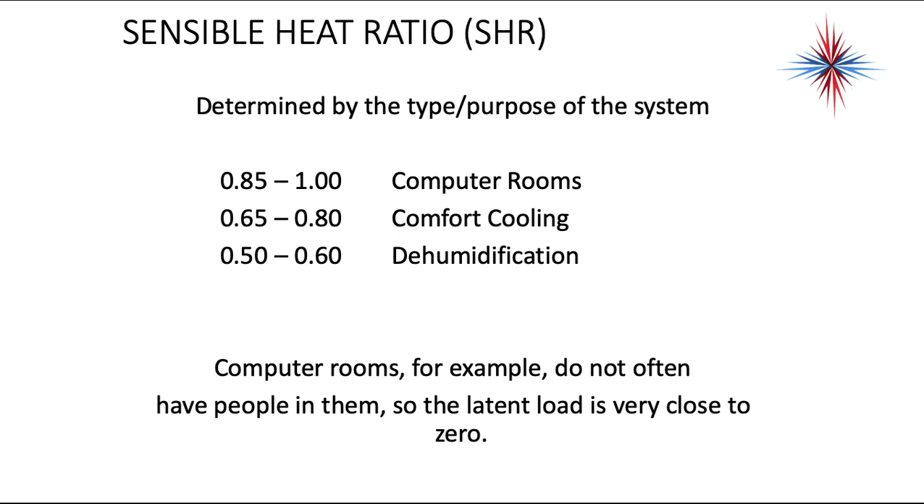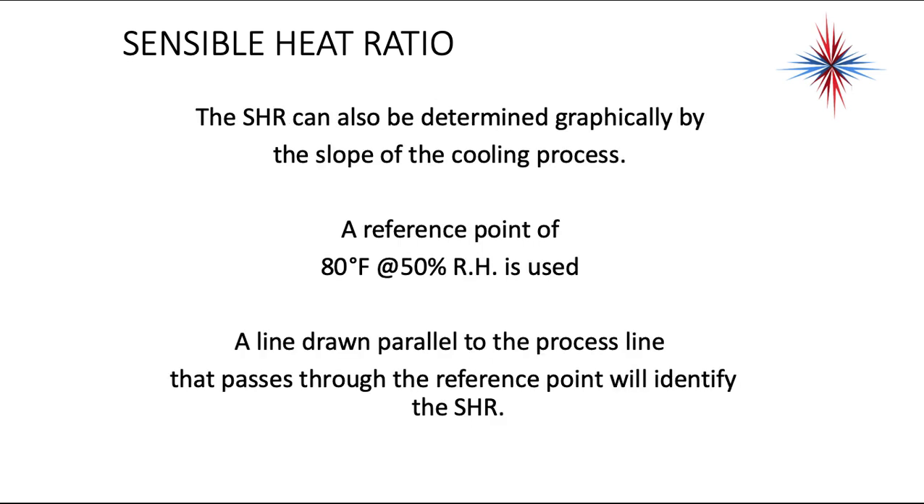Now, for dehumidification, like a dehumidifier, and to purposely dehumidify, I want to have sensible heat ratios of 0.50 to 0.60. Okay, because I want to pull as much moisture, latent heat, out of the air as I'm cooling. The sensible heat ratio can also be determined graphically by the slope of the cooling process.